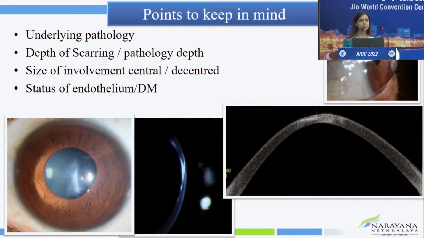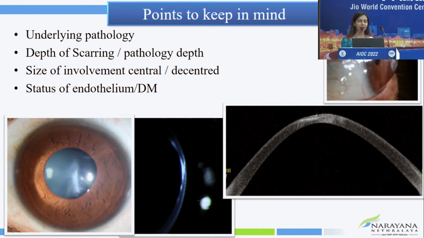So the points to keep in mind when we are planning our DALK is what is the underlying pathology that we are trying to treat there, what is the depth of the scarring, what is the pathology depth, because that's very important to know whether there's already involvement of the anterior, mid, or posterior stroma, whether the DM endothelium is scarred, and of course where is the involvement, whether it's a centered, decentered, apical scarring, and as we can see, whether there's scarring of the endothelium.